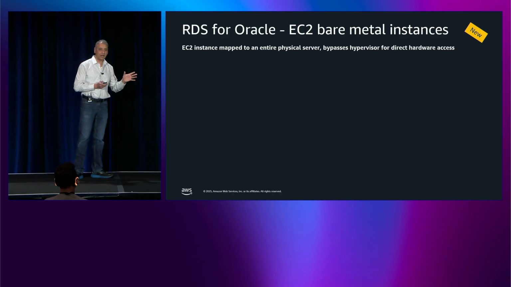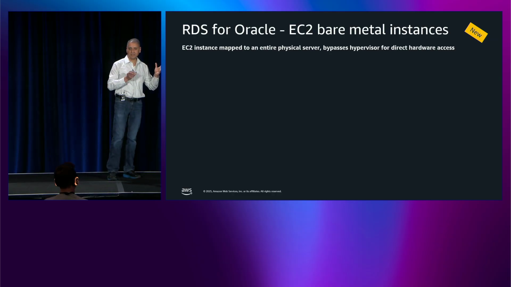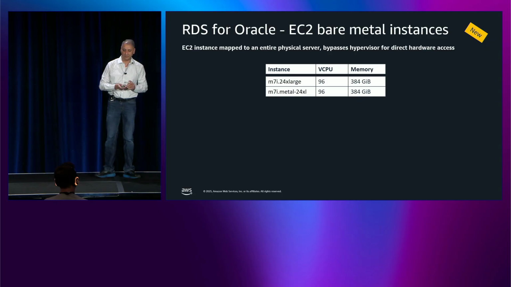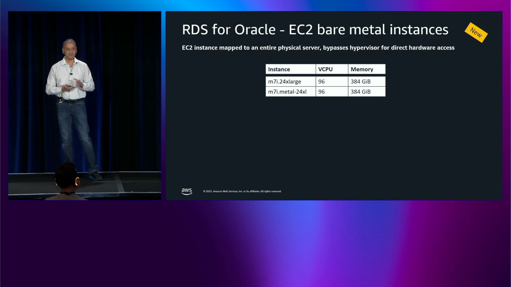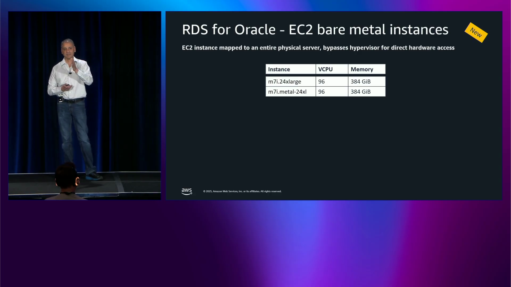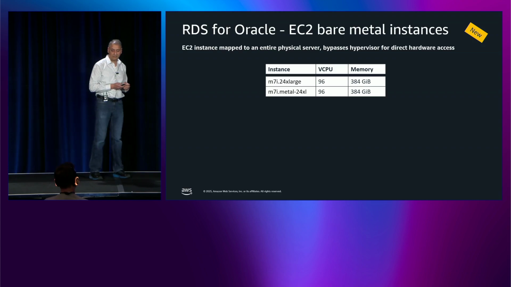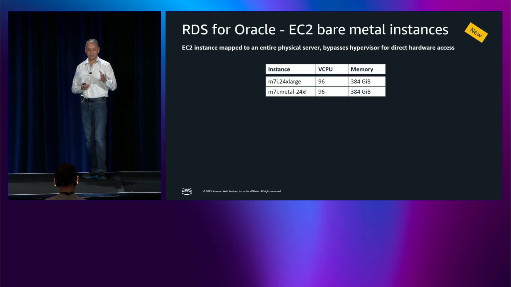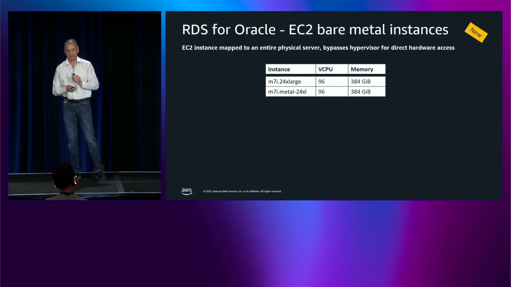Now, when you have a large instance for a large database that's using a large virtual memory instance, you can switch over to using a bare metal instance which offers the same amount of CPU and the same amount of memory and bypasses the hypervisor. In this example, I have an M7 24XL instance with 96 vCPU, 384 GB memory, and I can switch over to using a metal instance which offers the same amount of vCPU, same amount of memory.